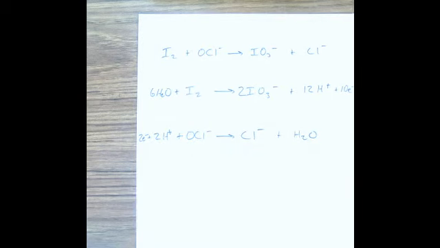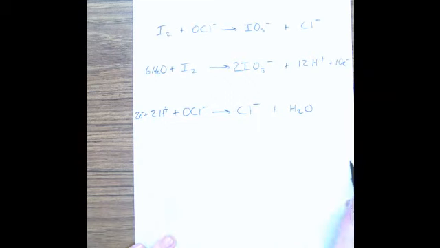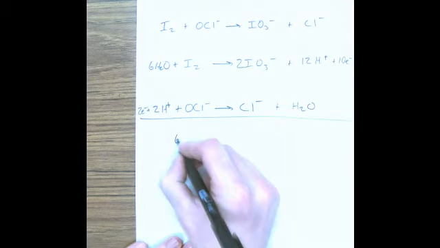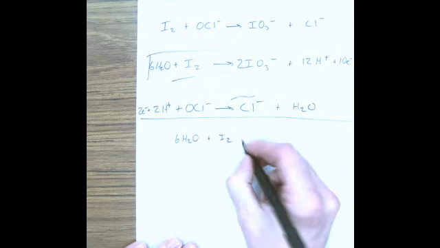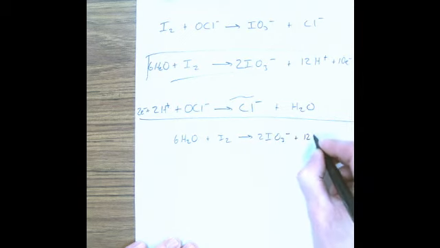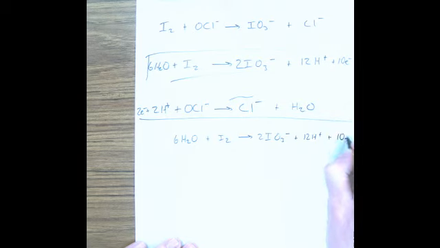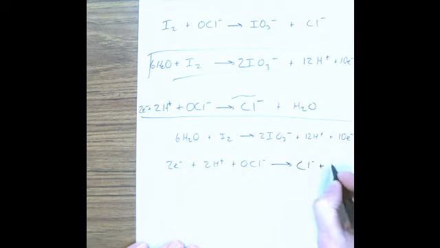Good. Now what I'm going to do, since it's starting to get a little bit more complex, is I'm actually going to rewrite them so I have a lot more space to do some more manipulations. So I'm going to write out what I've done so far for the first half reaction, 6H2O plus I2, just copying down what's up here, arrow, 2IO3-, plus 12H+, and 10e-. Bottom one, it's 2e-, plus 2H+, OCl-, arrow, Cl-, plus H2O.